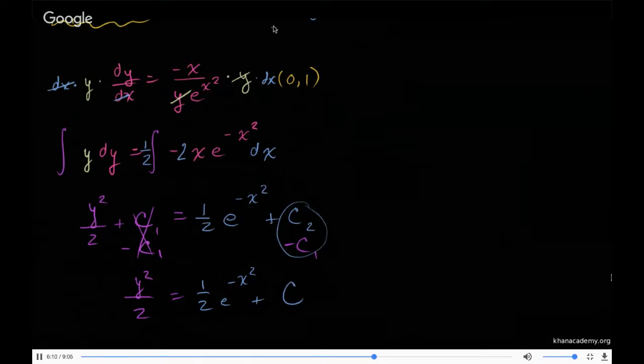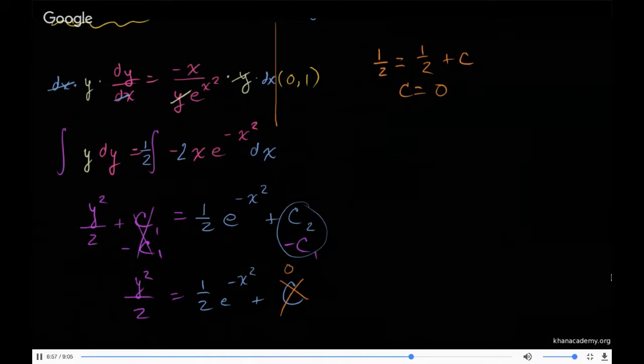Let me separate it out. This wasn't part of this original expression, but using this initial condition, it tells us when x is 0, y needs to be equal to 1. So we would have 1 squared, which is just 1, over 2 is equal to 1/2 e to the negative 0 squared. Well, e to the 0 is just 1. So it's going to be 1/2 plus c. And just like that, if you subtract 1/2 from both sides, c is equal to 0.